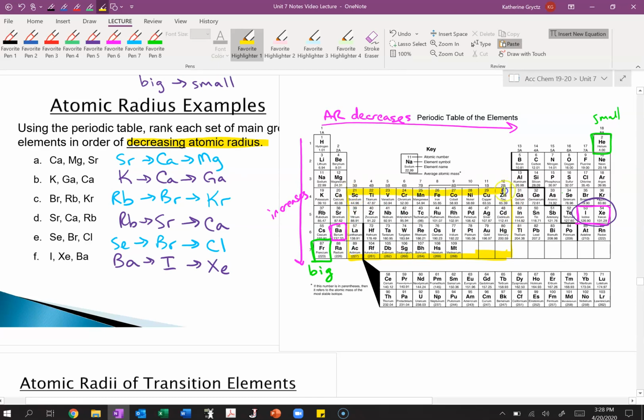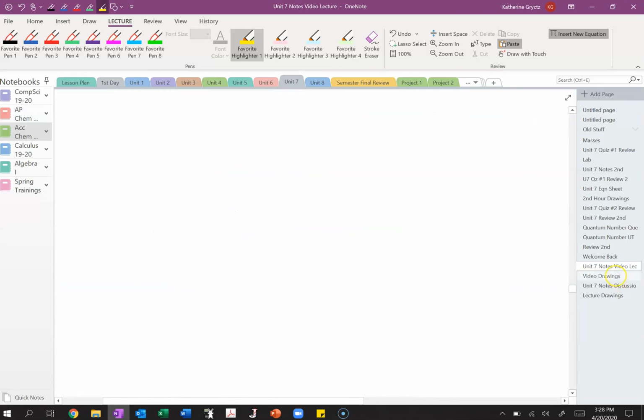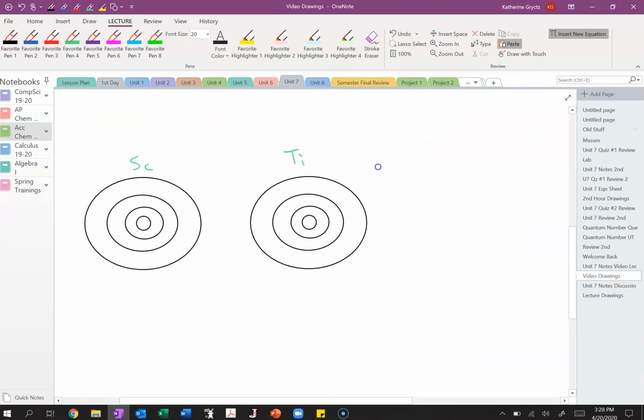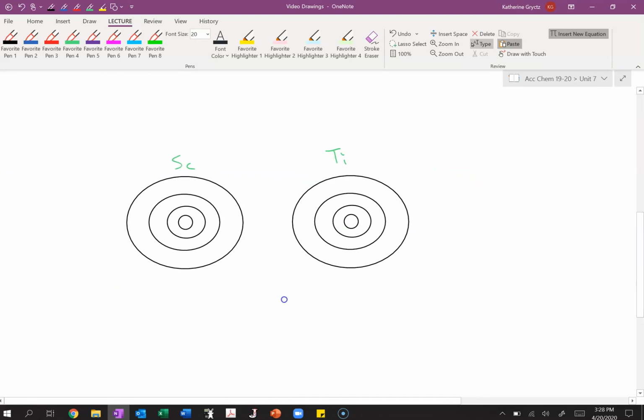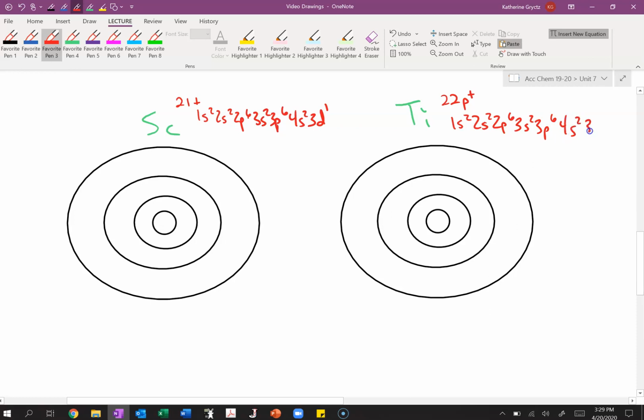The D group, the transition elements here, we've got to talk about what happens to their sizes. So they're a little bit strange. Okay, so I'm going to draw some atoms again. So if we go find the first two elements that are sitting in the transition block, scandium has 21 protons, and its electrons are 1s2, 2s2, 2p6, 3s2, 3p6, 4s2, 3d1. And then titanium has 22 protons, and its electrons are 1s2, 2s2, 2p6, 3s2, 3p6, 4s2, 3d2.